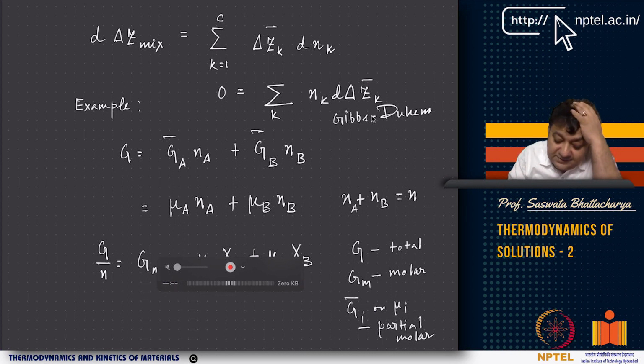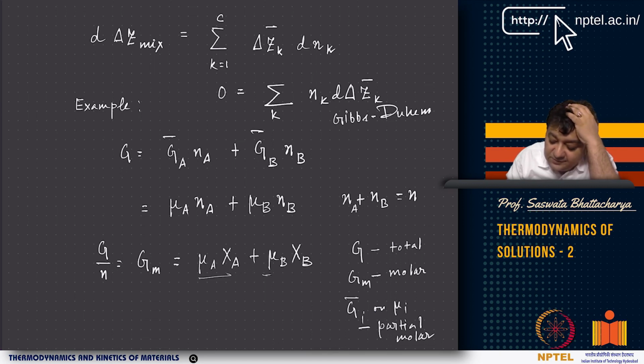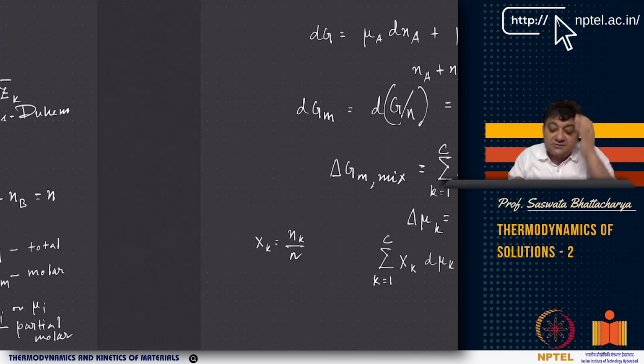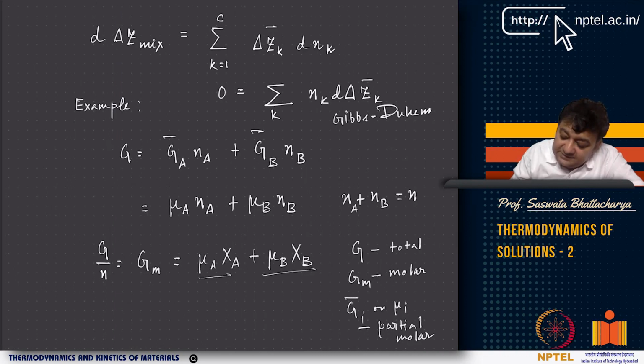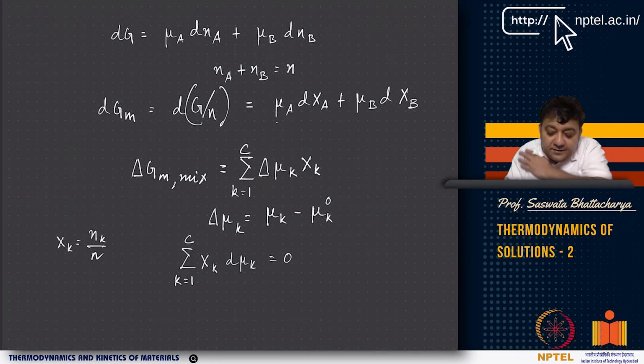So if G is mu A NA plus mu B NB, then G by N, where N is NA plus NB, is nothing but GM, the molar free energy, which is mu A XA plus mu B XB, where XA and XB are mole fractions. Now, as you know, dG is mu A dNA plus mu B dNB, where mu A and mu B are del G by del N, and G is again the total free energy, with NA plus NB equal to N. But dGM is dG by N, which is mu A dXA plus mu B dXB, right.